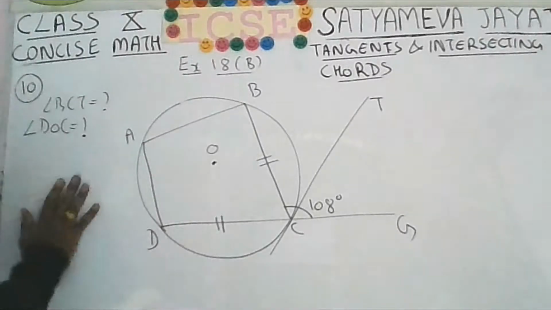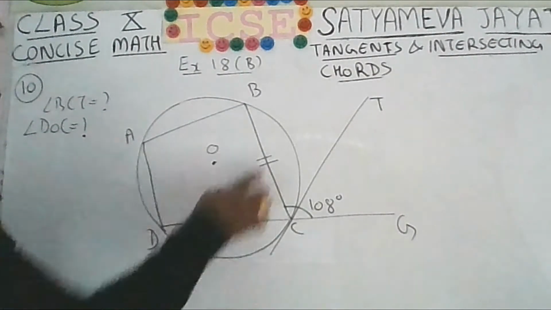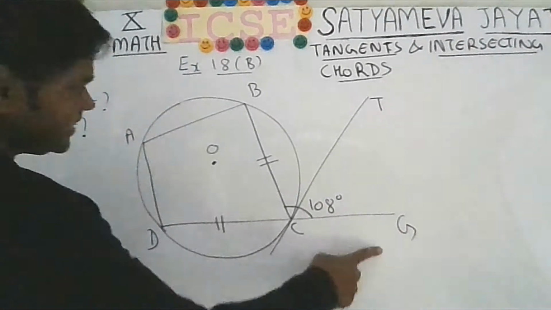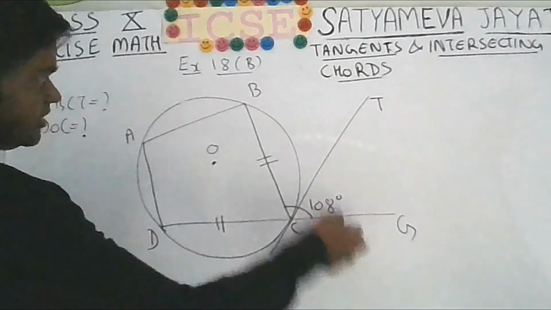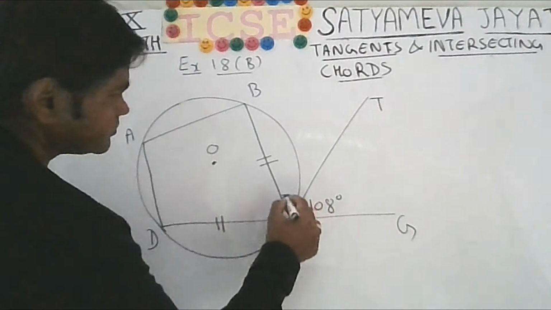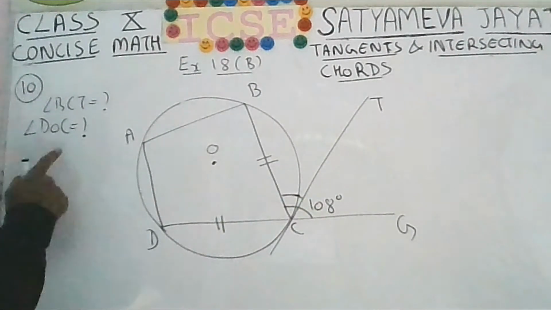So this is the figure for question number 10. CD is equal to BC. ABCD is a cyclic quadrilateral. You are extending the side DC to the point G, and TC is the tangent at point C. So we have to find angle BCT. Okay, BCT will be this angle. And we have to find angle DOC.